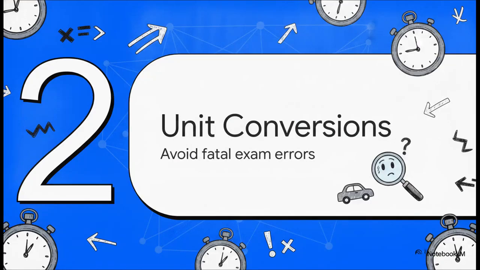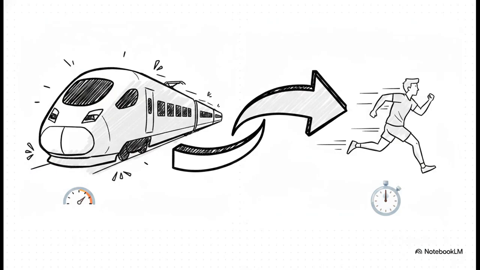Moving right along to section 2, mastering unit conversions. Now, this might sound a little basic, but pay close attention, because this is exactly where so many people throw away easy points during a high-pressure exam. So the absolute must-have skill here is knowing how to seamlessly switch back and forth between kilometers per hour and meters per second. The cheat code?